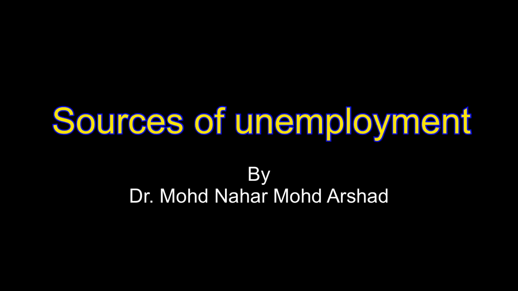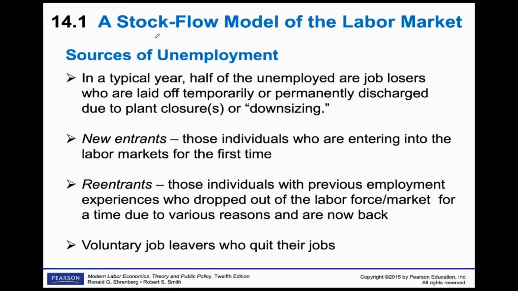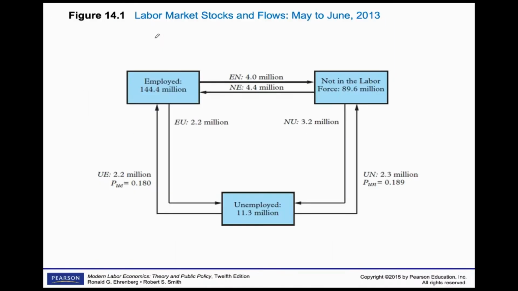Today, our discussion will be on the sources of unemployment. When we say sources of unemployment, there are four main sources of unemployment. The first one is new entrants. The second one is re-entrants. Number 3 is job losers, and number 4 is job leavers. So those are the four sources of unemployment.